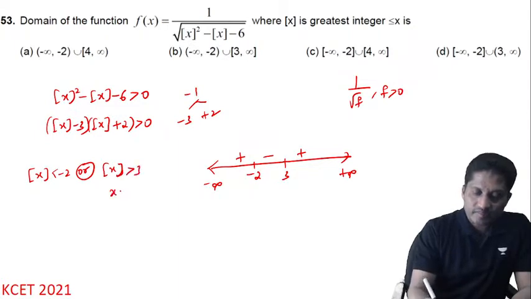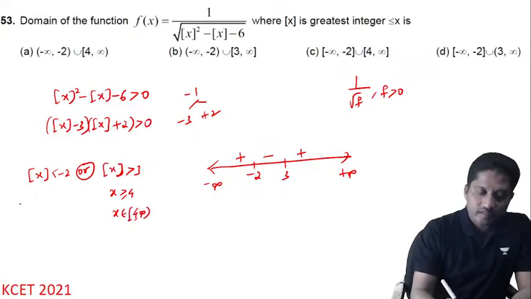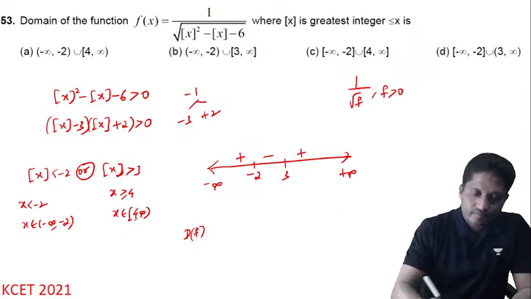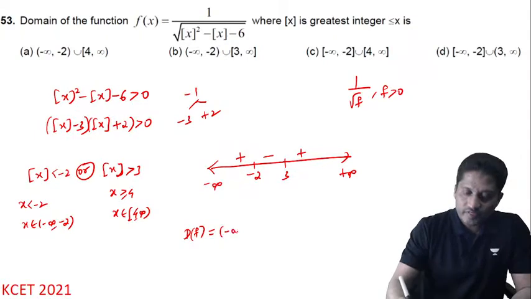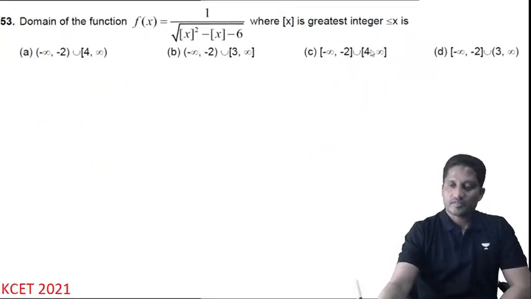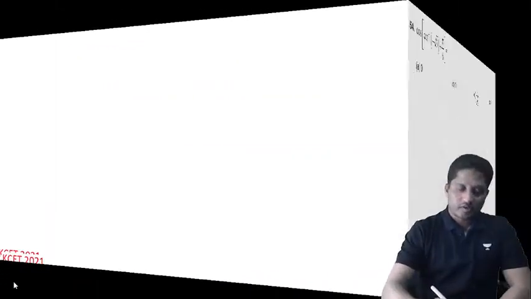Box x is greater than 3 means x should be greater than or equal to 4, right? x belongs to closed interval 4 to infinity. And box x is less than minus 2 means x is less than minus 2. x belongs to minus infinity comma minus 2. So domain of f is equal to minus infinity to minus 2 open bracket, union with closed interval 4 to infinity. Answer is option A. So the other is not possible, so answer should be option A only, guys.